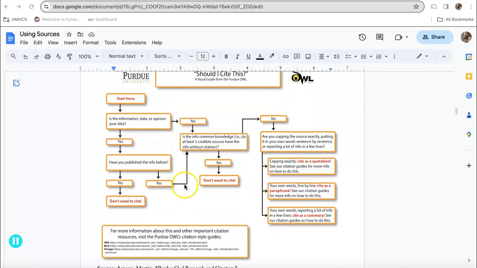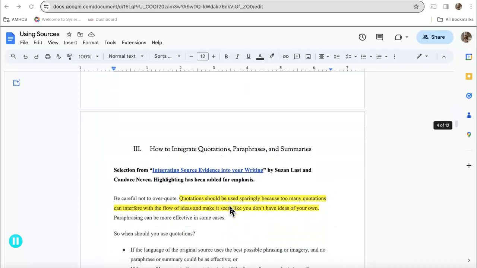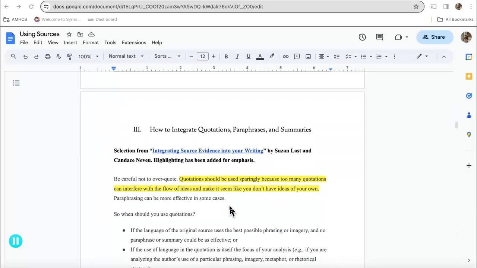So if you're in doubt about whether something is common knowledge or you need to cite it, please use this table. But generally speaking, if it's not common knowledge, that means do at least 5 credible sources have the same information without citation. If it's not common knowledge and you've gotten it from a source, yes, you do need to cite it, whether you're quoting, paraphrasing, or summarizing.